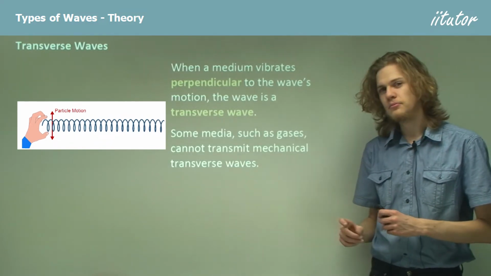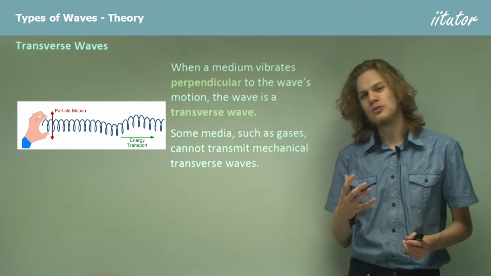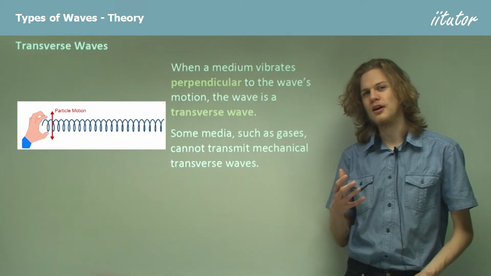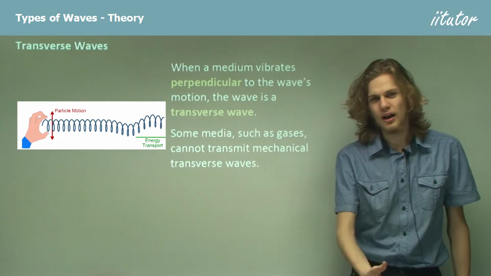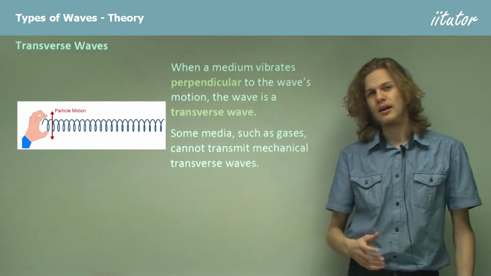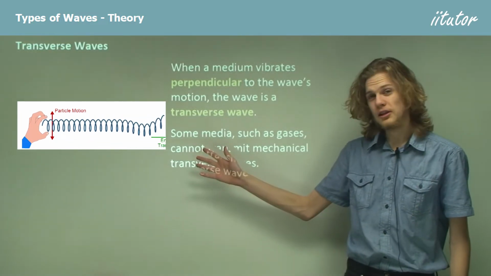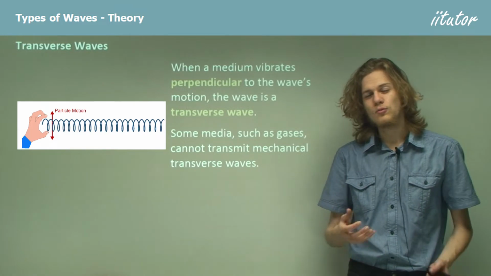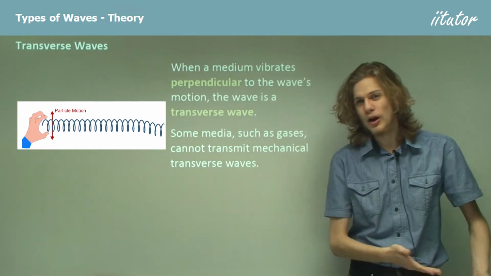So some media, such as gases, for example, can't actually transmit mechanical transverse waves because the gas particles are simply not connected to each other. We can't get a gas particle moving up or down, getting the gas particle next to it to also move up or down. For a slinky, we are able to do this. If one part of the slinky moves up, then it will pull the next part of the slinky up, and so the wave will propagate.